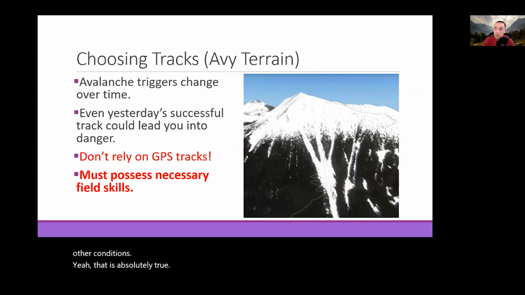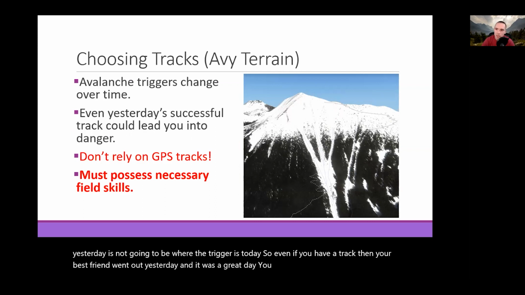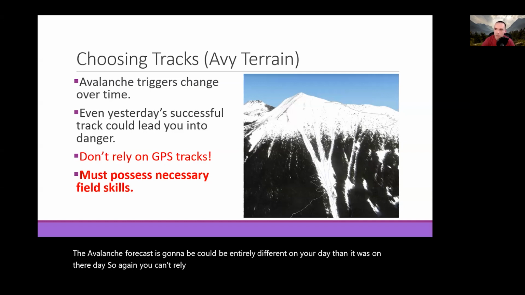Avalanche terrain. Well, avalanche triggers change over time. So wherever the trigger was yesterday is not going to be where the trigger is today. So even if you have a track that your best friend went out yesterday and it was a great day, you can't just follow that GPX track, because the avalanche forecast could be entirely different on your day than it was on their day. So again, you can't rely on GPS tracks. You have to possess the necessary field skills to be able to travel in that terrain.